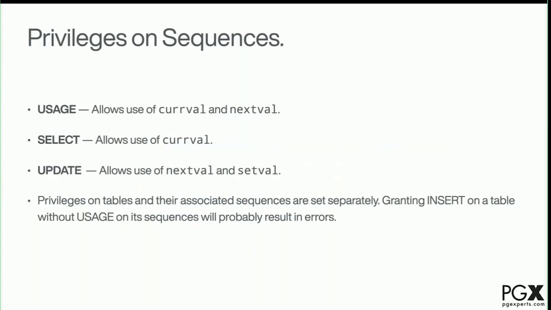Sequences, however, do have their own permissions. And this often can cause surprises when you grant privileges on a table, but forget to grant the privileges on the sequence. You then try and insert something in the table, but you don't have privileges on the sequence, and you get an error. So if you're granting insert on a table, you probably need to grant usage on the sequences associated with it. And Postgres won't warn you that you have to do that. You just have to know.